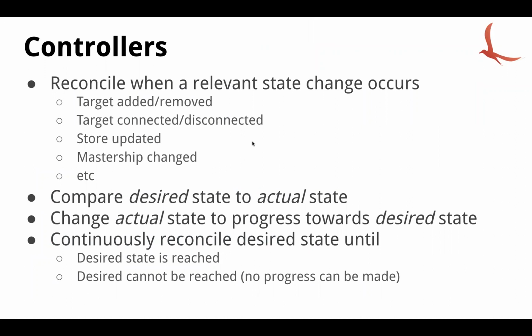Like I said, when a relevant state change happens, such as a target added, target connected or disconnected, store changed, or mastership changed, the reconciler compares the desired state to the actual state, changes the actual state to progress towards the desired state, and that is run in a loop over and over until the reconciler says there's nothing left to change.